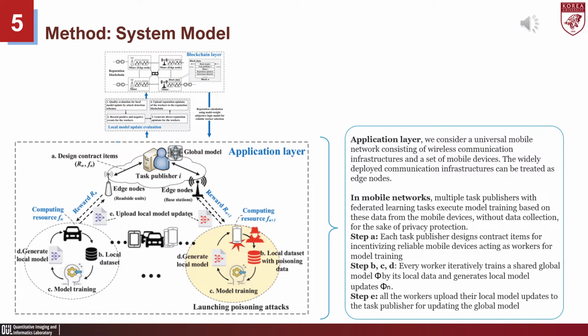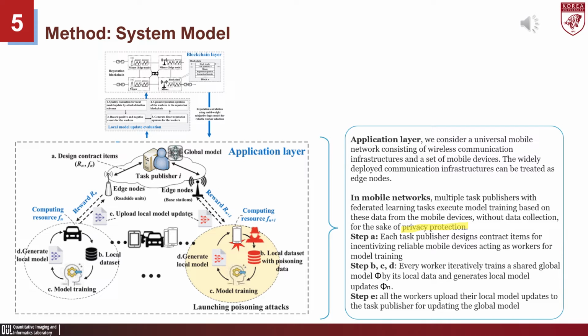This is the overview of the method, including two layers: the application layer and the blockchain layer. In the application layer, we consider a universal mobile network consisting of wireless communication infrastructures and a set of mobile devices. The widely deployed communication infrastructures can be treated as edge nodes. In the mobile network, multiple task publishers with federated learning tasks execute model training based on the data of mobile devices without data collection, for the sake of privacy protection.